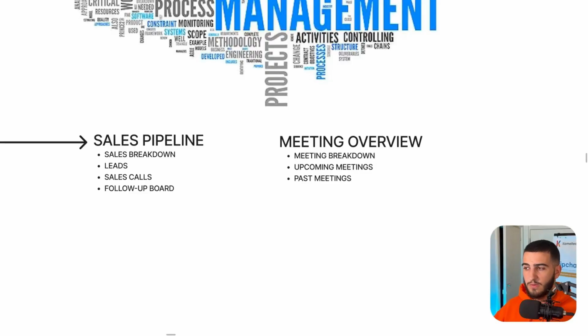We're also going to have a meeting overview. The first page is going to be a meeting breakdown, which is similar to the sales breakdown. We're going to have different information about who the actual meeting is with. Then we're going to have upcoming meetings and past meetings.